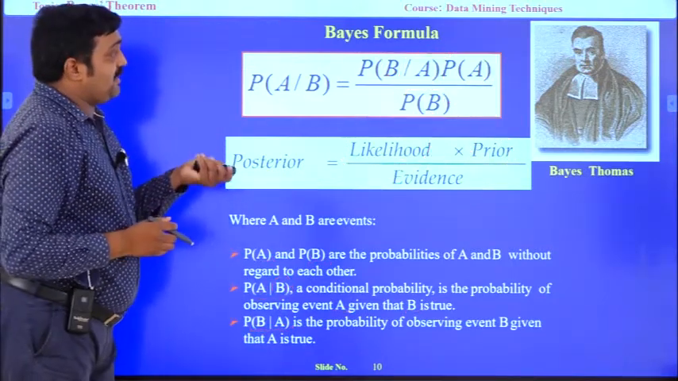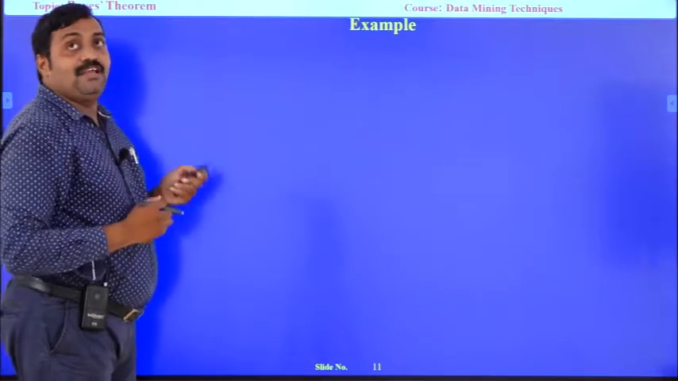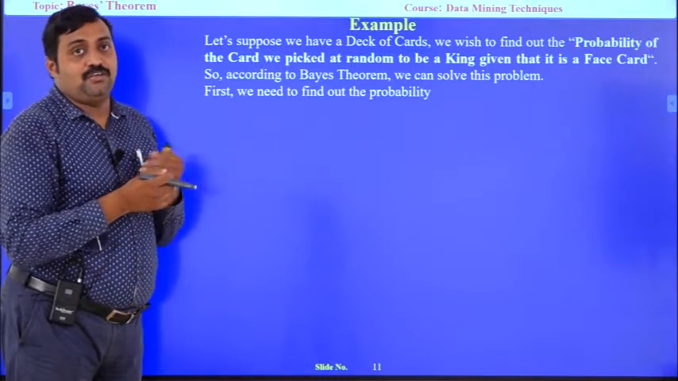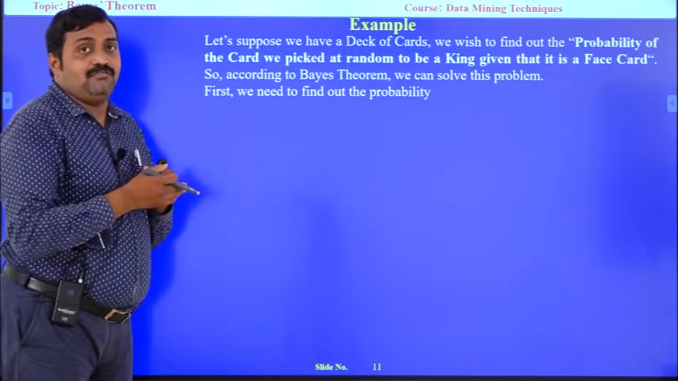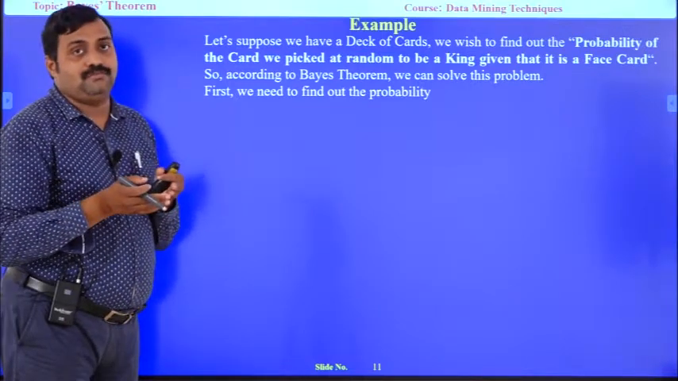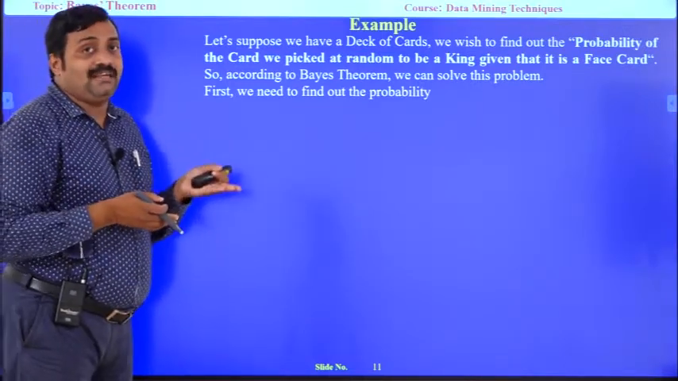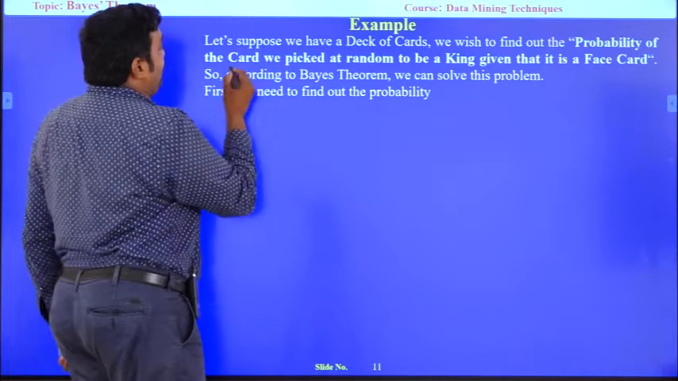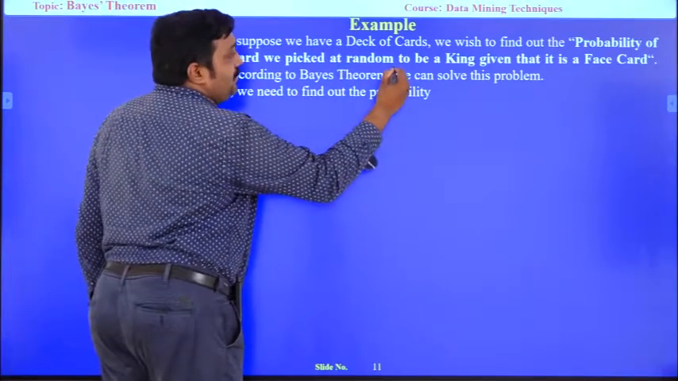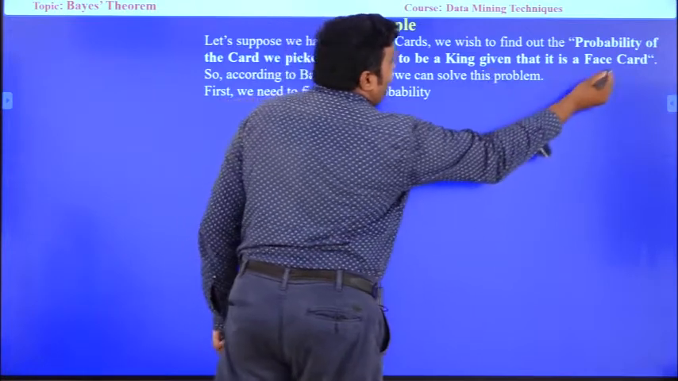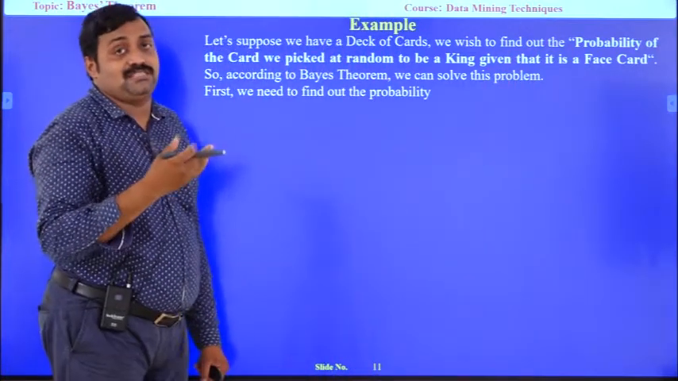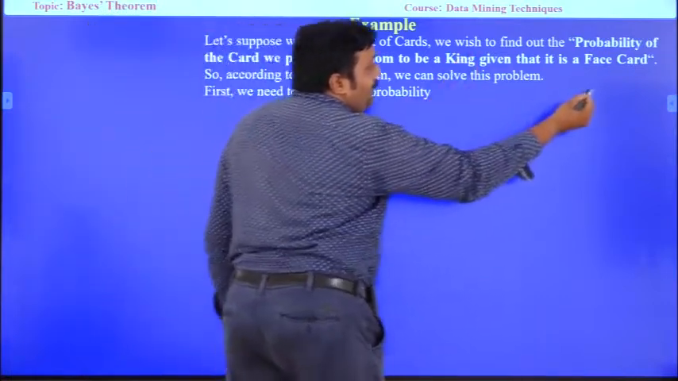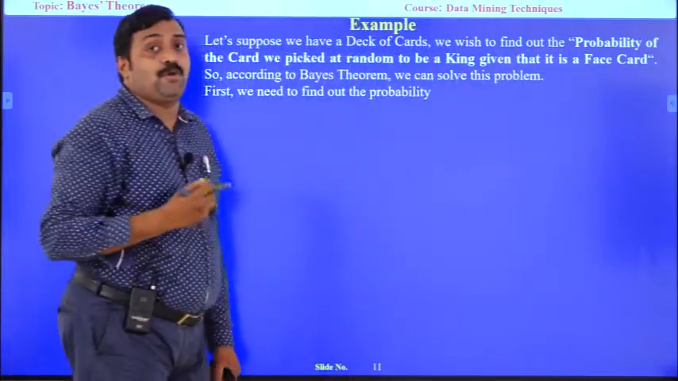Based on this, we can take a simple example, a common everyday game, playing cards. In a deck we have 52 cards. Now I want to find the probability of getting a card randomly picked that should be a king with a face card. There are 4 different colors and 4 different faces. My target is getting a king, and the type of card is face card. What is the probability?